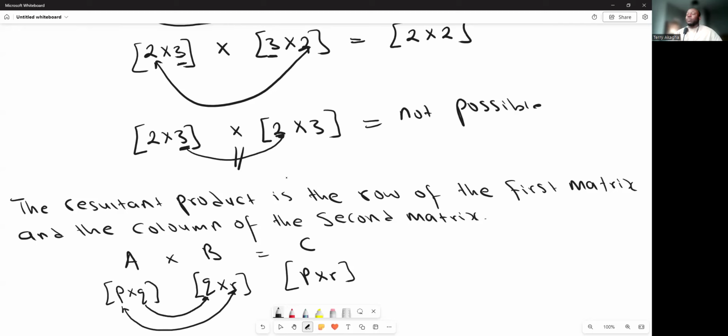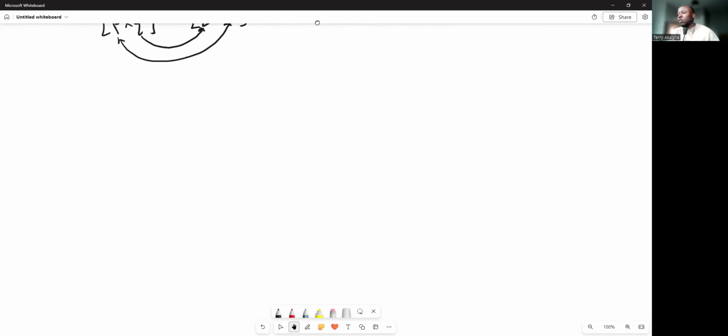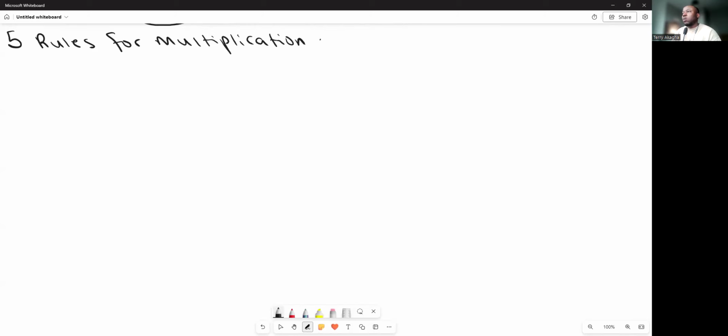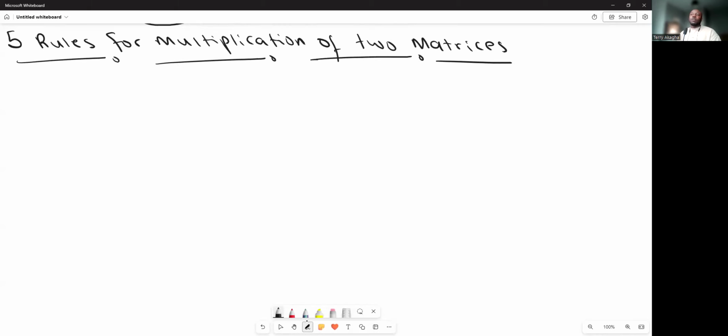All right. So now I'm going to write down the rules on how you go about and get this matrix. So that's what I'm going to do now. So let's get cracking. What are the 5 rules for multiplication of matrices? So I'm going to write it down. The 5 rules for multiplication of 2 matrices.